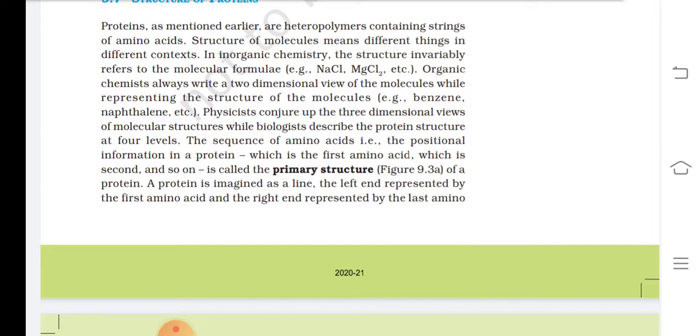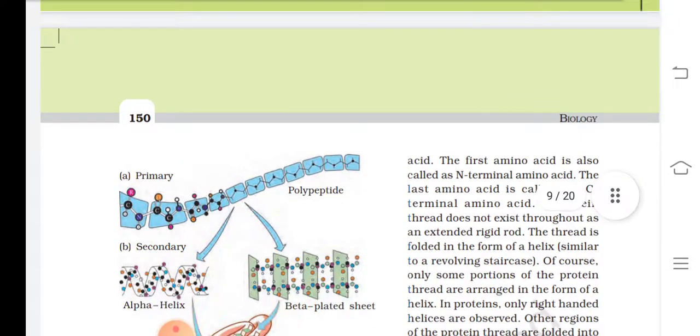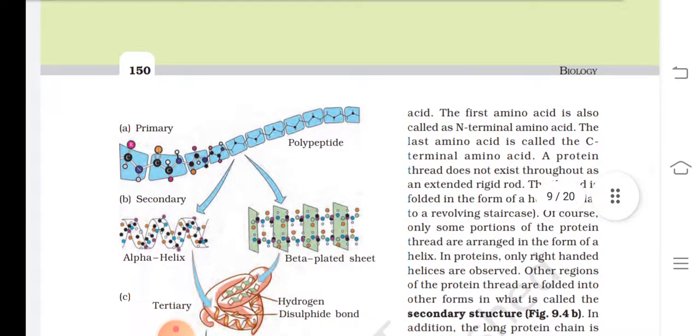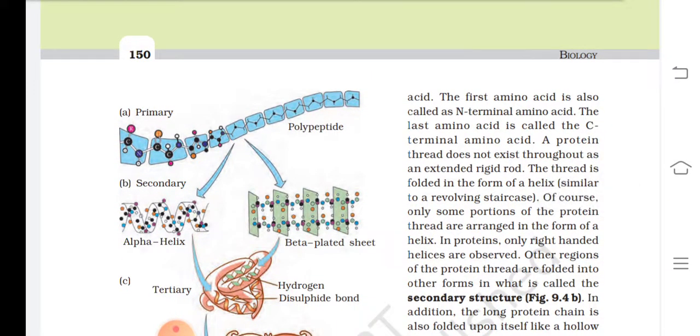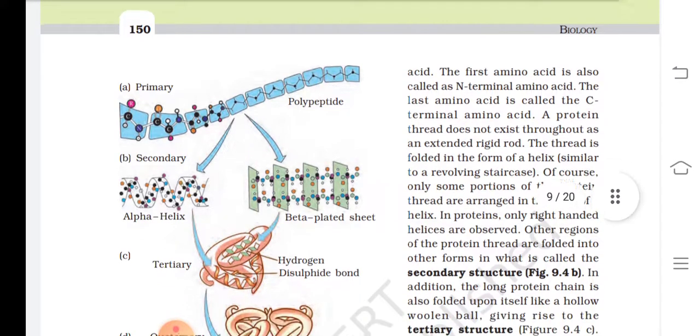The sequence of amino acids, that is, the positional information in a protein, which is the first amino acid, which is the second, and so on, is called the primary structure of a protein. A protein is imagined as a line, the left end represented by the first amino acid and the right end represented by the last amino acid. The first amino acid is called the N-terminal amino acid. The last amino acid is called the C-terminal amino acid.